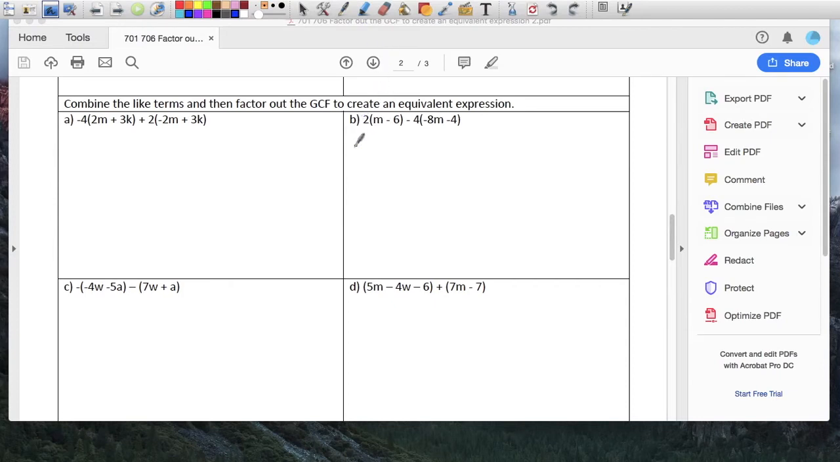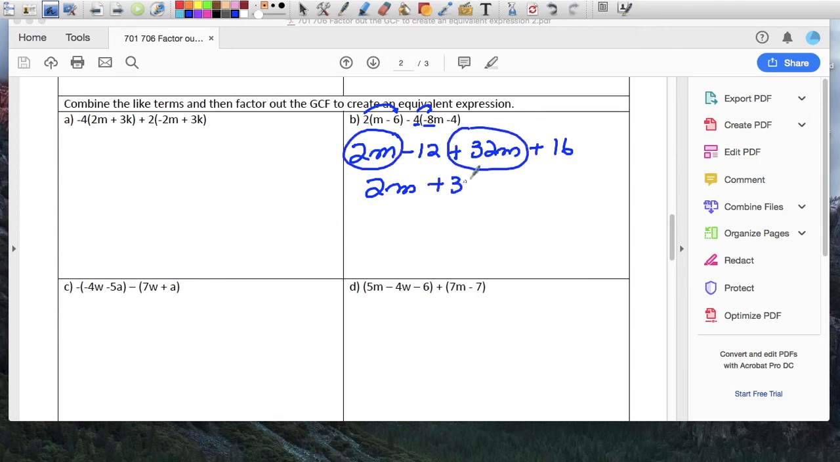Next one. 2 times m is 2m. Positive times a negative is a negative. 2 times 6 is negative 12. Negative times a negative is a positive. 4 times 8 is 32m. Negative times a negative is a positive, and 4 times 4 is 16. Let's combine some terms. So it's 2m plus 32m minus 12 plus 16. 2m plus 32m is 34m. Negative 12 plus 16 is going to be plus 4.